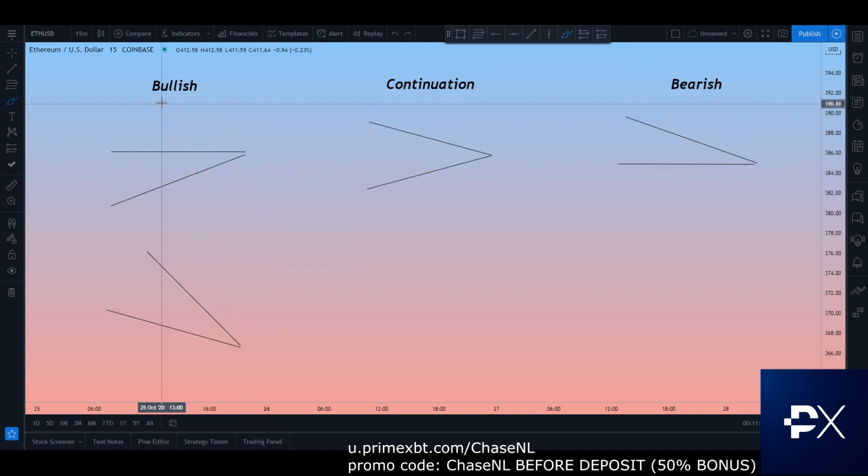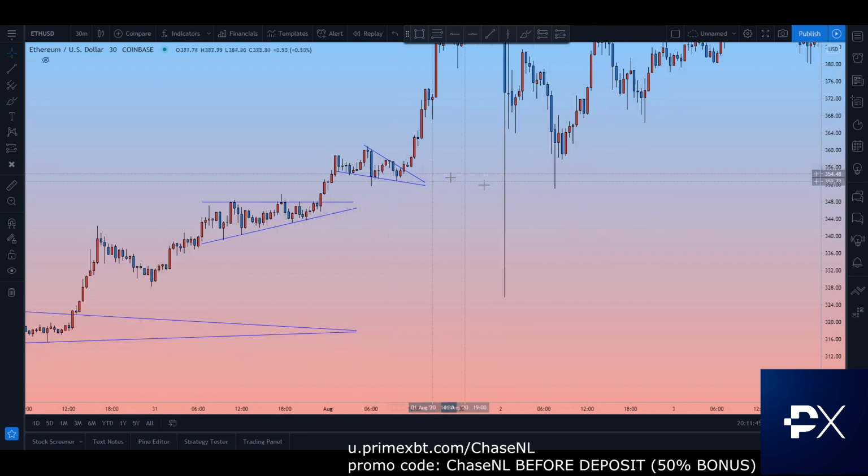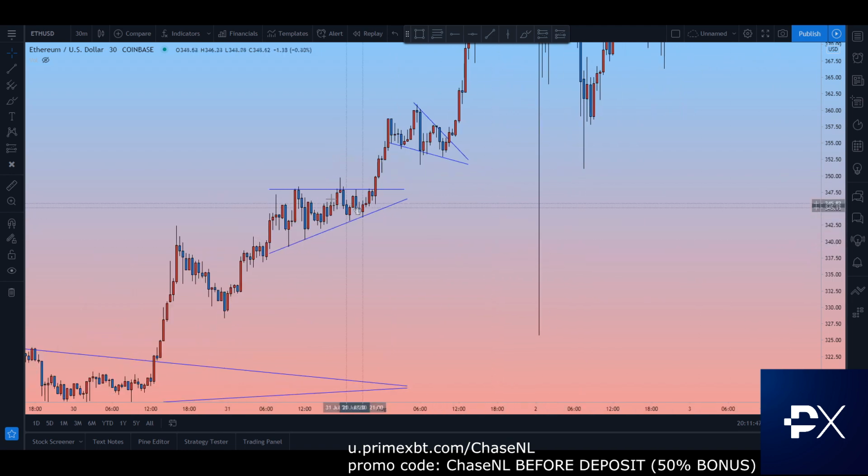So let's take a real example of this. We'll go over here. We'll look at an ascending triangle I already have set up.